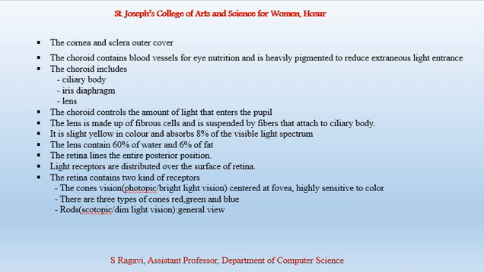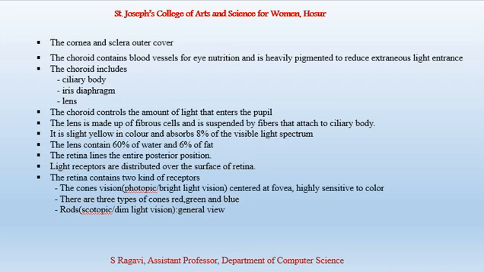The retina lies in the posterior portion of the eye. Light receptors are placed over the surface of the retina. The retina includes two types of receptors. One is rods and the other is cones. The cones are also called photopic or bright light vision. Rods are called scotopic or dim light vision.